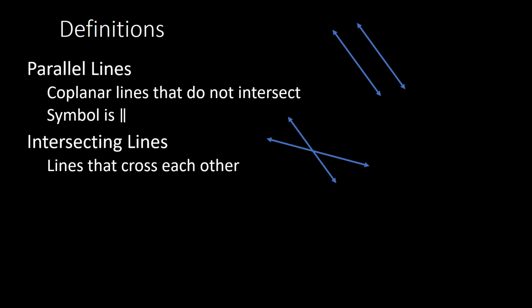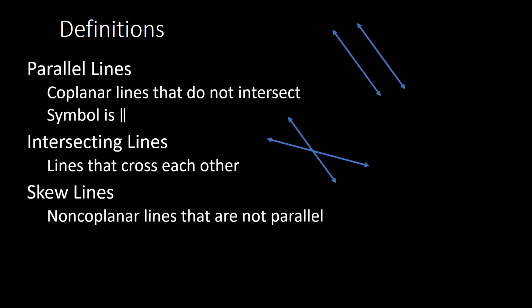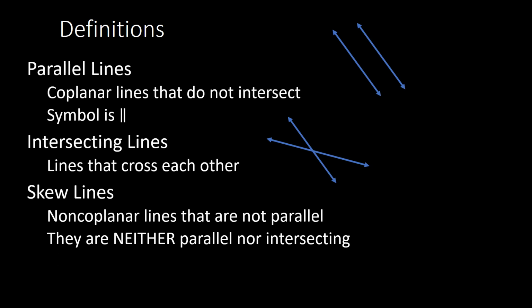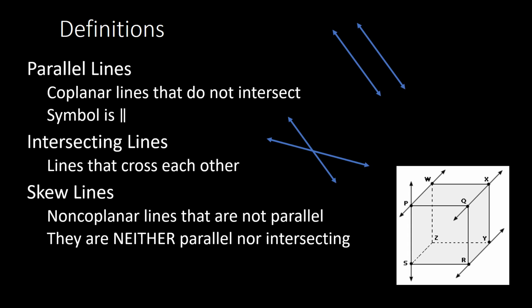Next we have lines that are skew. So skew lines are non-coplanar lines that are not parallel. But not only are they not parallel, they also are not intersecting. So for example, we see in this picture that we have a cube and we have different sides of the cube. Now if you were to look at lines YR and WZ, for example, YR is right here and then WZ is right here.